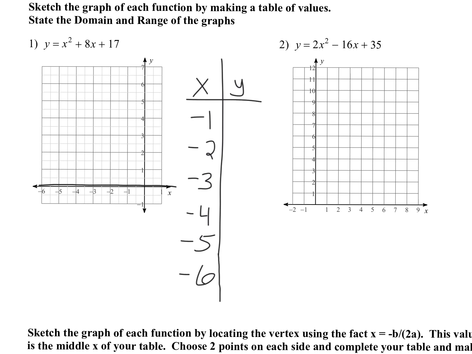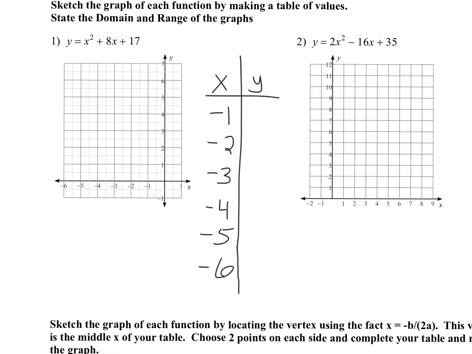Doing an XY table, how can I figure out what the Y values are? What can I do with these X values to figure out the Y values? Yep, you plug all of them in. So if I plug in -1, into the equation. Yep, plug it into the equation. -1 squared plus 8 times -1 plus 17. You can use your calculators. What's -1 squared? 1. 1 plus 8 times -1, minus 8. Yep, -8. And then we have that plus 17. So for that we get 10.